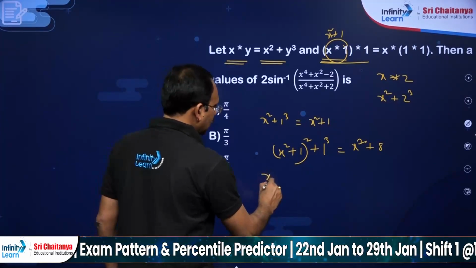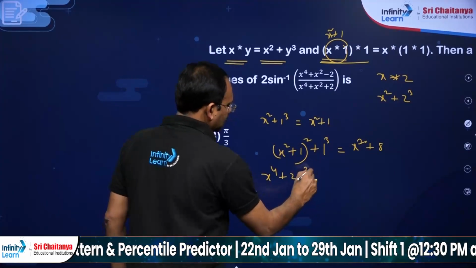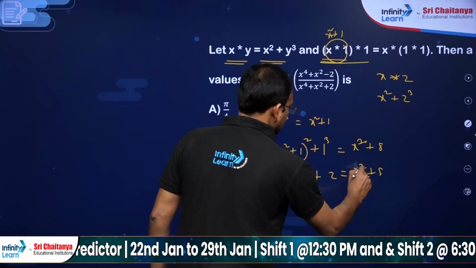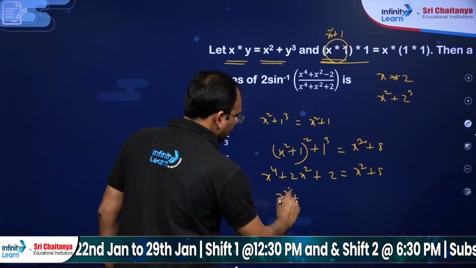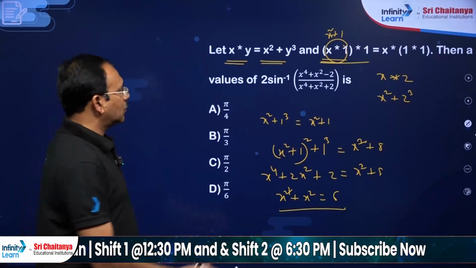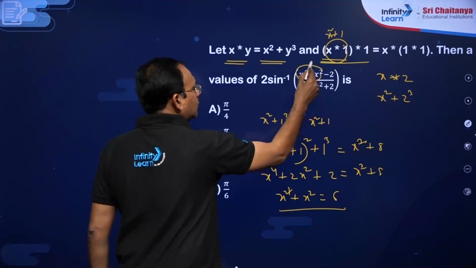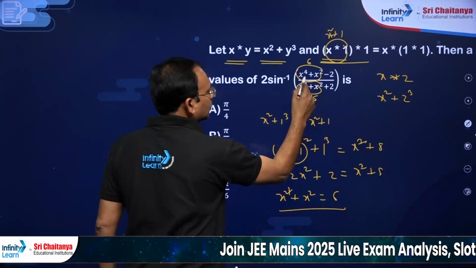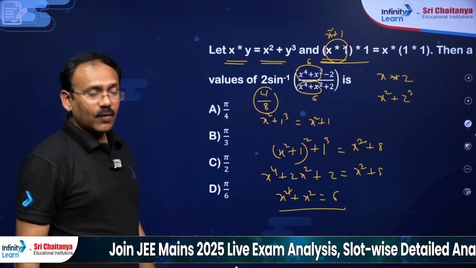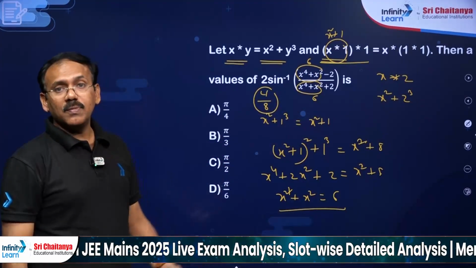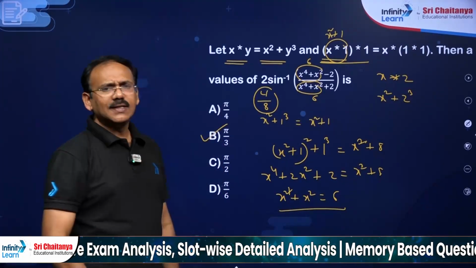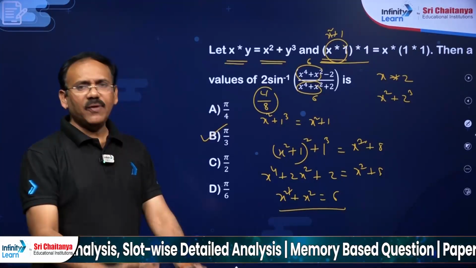You just expand here: x power 4 plus 2x square plus 1 plus 2 is equal to x square plus 8. From this you will get x power 4 plus x square is equal to 6. That is what you observe. So x power 4 plus x square value is 6 here. So (6 minus 2) by (6 plus 2), that is 4 by 8, which becomes 1 by 2. Sin inverse 1 by 2 means pi by 6, into 2, pi by 3. Pi by 3 is the answer. Simple algebraic simplification, that's it.